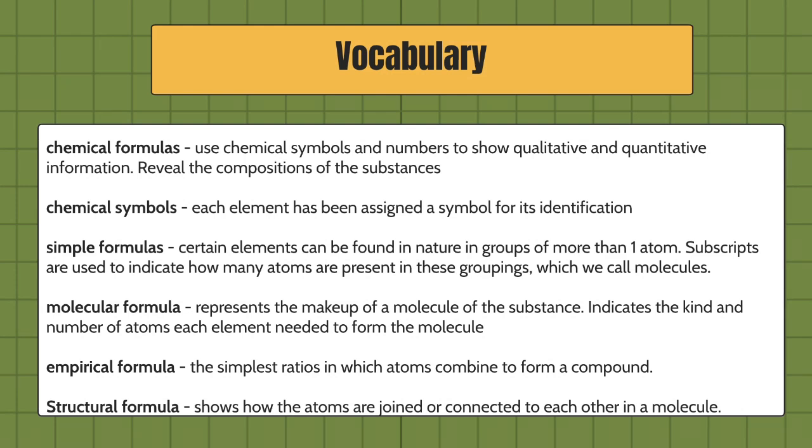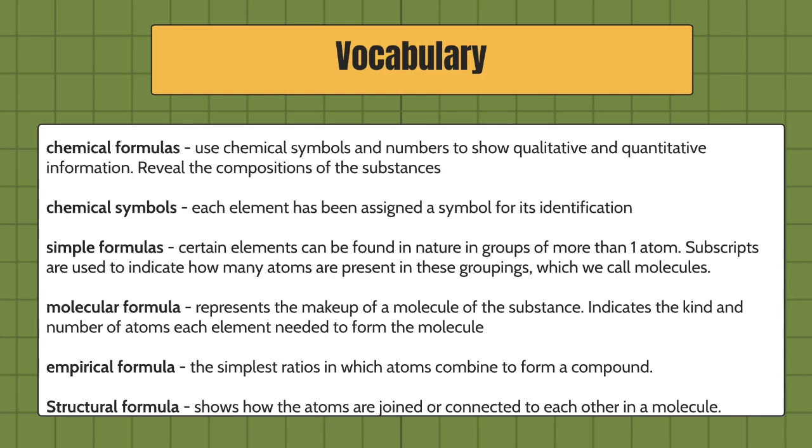Here is some vocabulary to know. Chemical formulas use chemical symbols and numbers to show qualitative and quantitative information. They reveal the compositions of the substances. Chemical symbols: each element has been assigned a symbol for its identification. Simple formulas: certain elements can be found in nature in groups of more than one atom. Subscripts are used to indicate how many atoms are present in these groupings, which we call molecules.